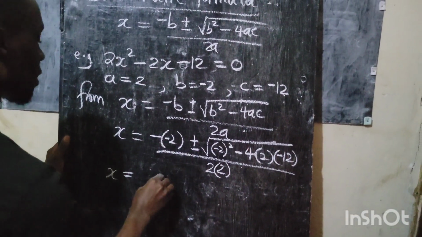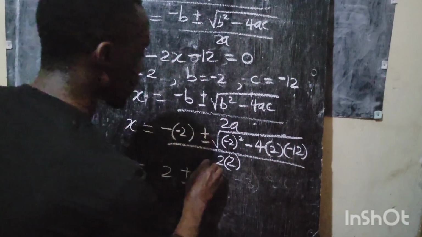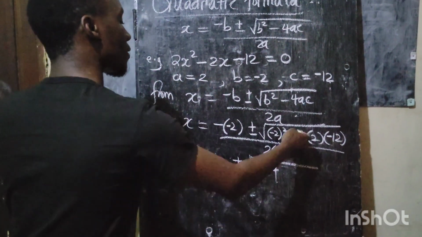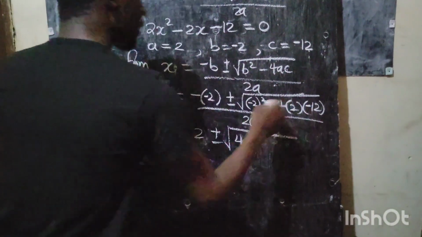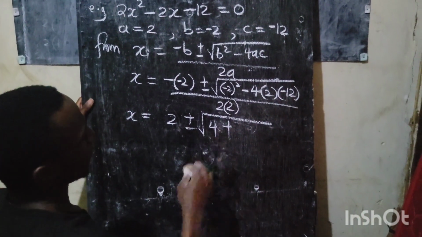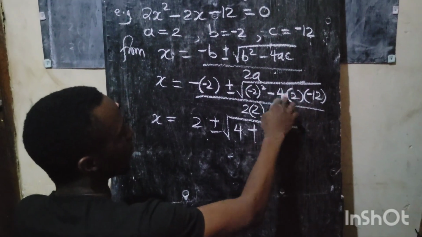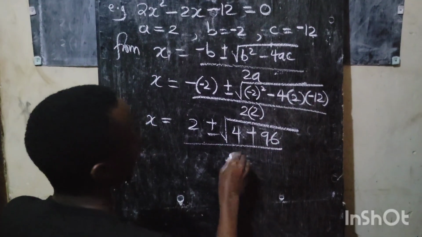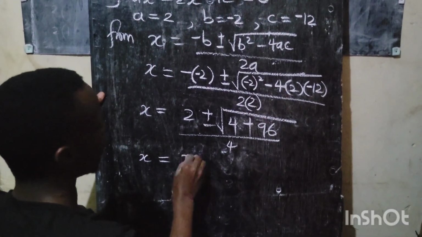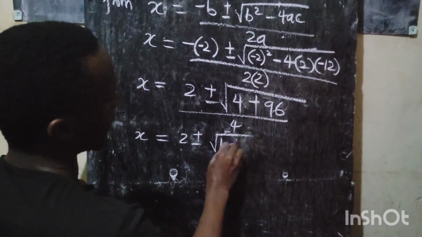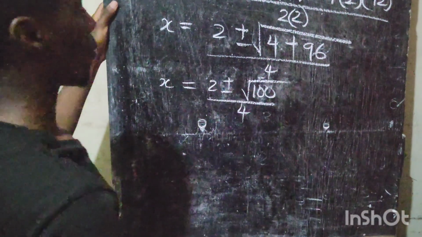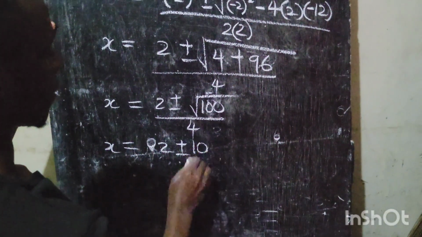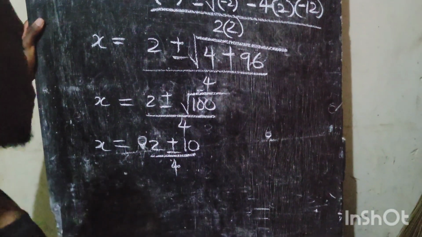minus a negative, so that becomes a positive 2, plus or minus the square root of 4 plus, if we multiply very well there, 4 times 2 times 12, that's a 96, all divided by 4. So our x shall be 2 plus or minus the square root of 100, all over 4, which shall become x is equal to 2 plus or minus 10, all over 4.